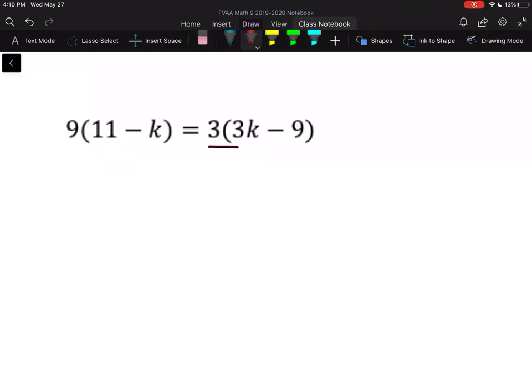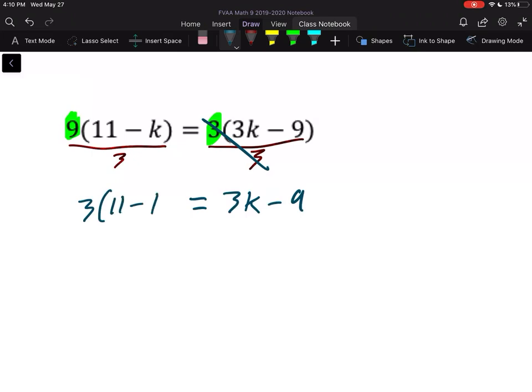So I'm going to divide both sides here by 3. Because 3 goes nicely into 9, I can do this, but only because of that reason. You don't want to do it if that's not the case. So the 3's cancel out here, which means I get 3k minus 9 without any brackets on the right side. And on the left side, 9 divided by 3 is 3 bracket 11 minus k.